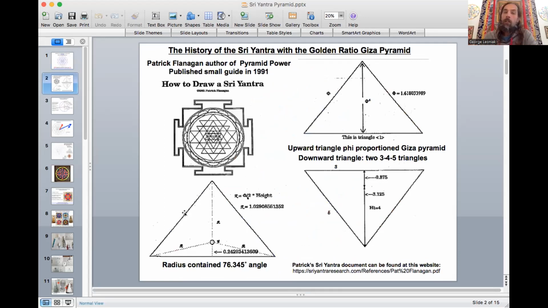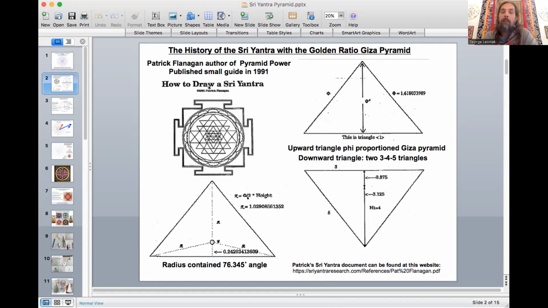So I just wanted to go over the history, and I mentioned Patrick Flanagan. He's the author of 2 books, Pyramid Power 1 and Pyramid Power 2, and maybe a third book in there. Certainly one of the early pioneers of pyramid research. I know, Charlie, you're familiar with his work, probably have looked at it quite a bit. I just found on the Sri Yantra research website that there was a PDF. I found this PDF years ago.